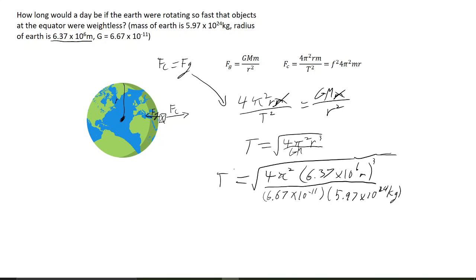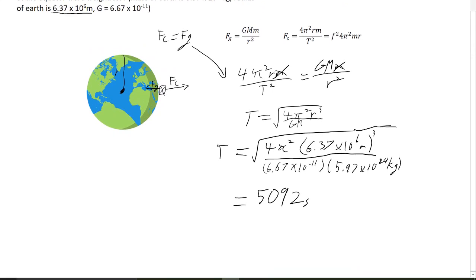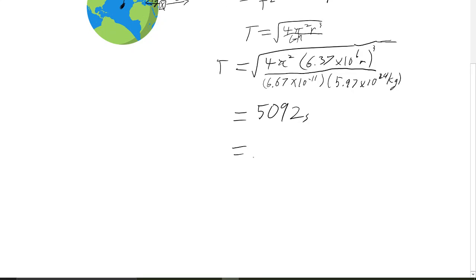So now all that's left is putting this into your calculator, and that would give you roughly 5,092 seconds with some more decimals, but I won't put that there. And this doesn't tell us much, so I think it would be better if we change this into hours or minutes. So in minutes, we just have to divide this by 60, and that gives us 85 minutes.